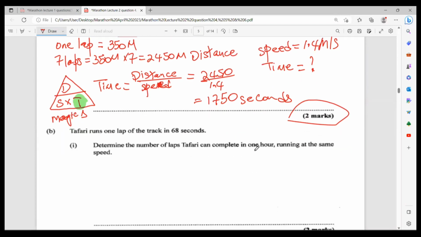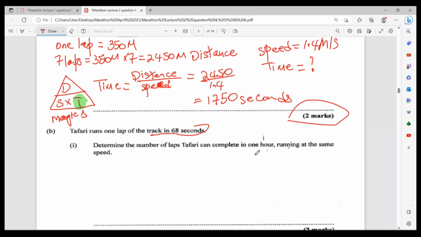All right, we still have more stuff to do. They said Tafari runs 1 lap of the track in 68 seconds. You have to make a note of Tafari's speed. Determine the number of laps Tafari can complete in 1 hour running at that same speed. You see how they're putting the questions? It's not a big question, but you have to read. Let me go at it again. It says that Tafari runs 1 lap in 68 seconds. Determine the number of laps Tafari can run in 1 hour.